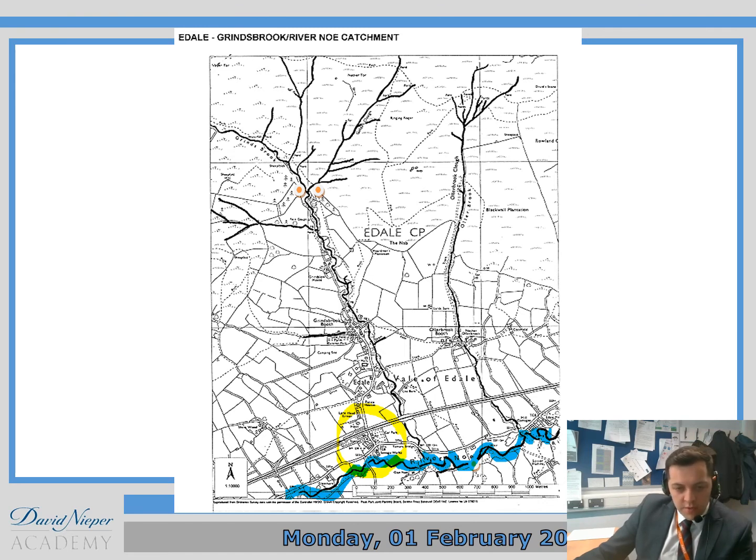But then you've got these smaller streams. So this is one of the smaller streams that goes into the River Noe, and another stream here that goes into the River Noe, and then they break up into other streams, right near the source of all these rivers. So you can see all these little streams up here, and up here, and up here, and what have you, right?